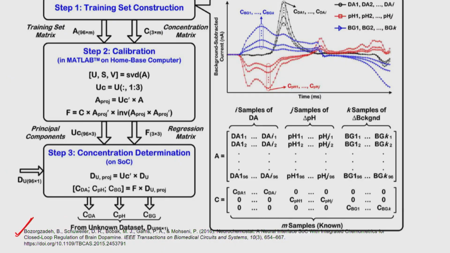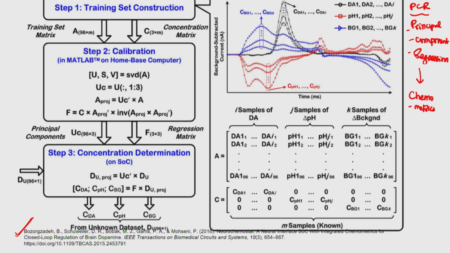Okay. So the way they are doing it is they are actually using a method called PCR. PCR stands for principal component regression. This PCR is a method that is used in a field of study called chemometrics. In chemometrics, PCR is used quite frequently to estimate the concentration of an analyte from a signal.